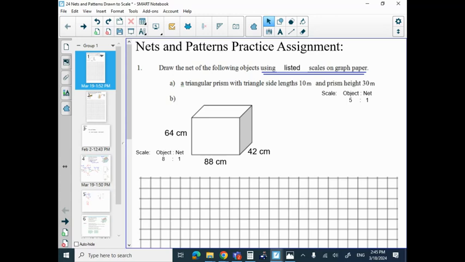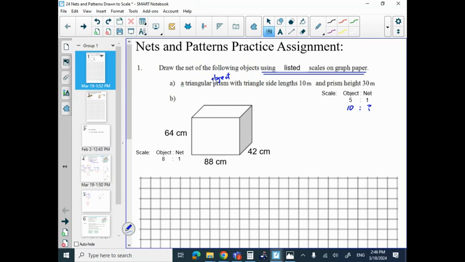So in this case, it wants a triangular prism and a net made of a triangular prism, and you want the scale to be 5:1. So the triangular prism, the object itself, I'll just jot it down for you, has dimensions of 10 and 30, and this scale is set up as a 5:1, so the 10 is going to correspond to a number, and you're going to draw it out. You're going to calculate it, and then you're going to show the drawn version of it.